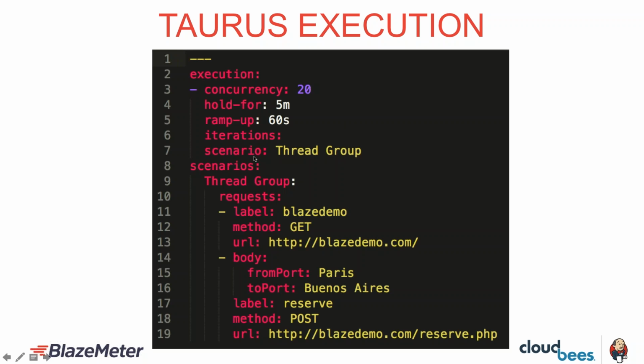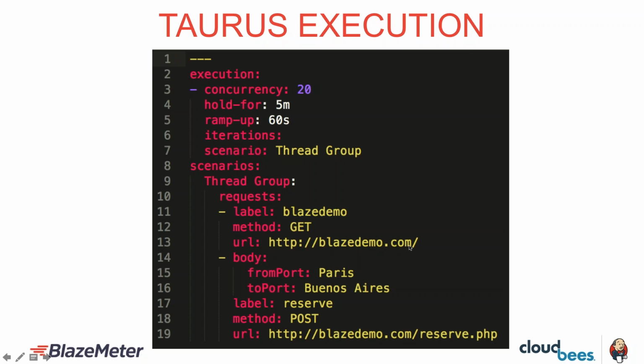And we're going to have a thread group that basically will run 2 requests. One request will have this label, BlazeDemo. It's going to be a GET request to this URL over here, which is a demo site that we run demos on. And we'll have another request, which will be labeled reserve. It's going to be a POST request, and we're going to send it to this URL, blazedemo/reserve.php. And we're going to add some body parameters to this POST request.